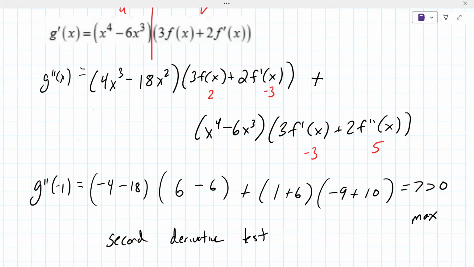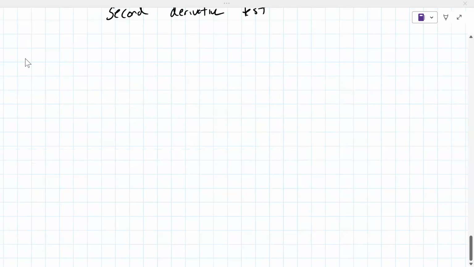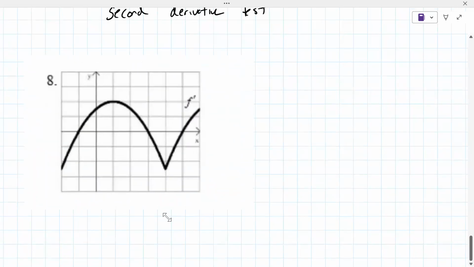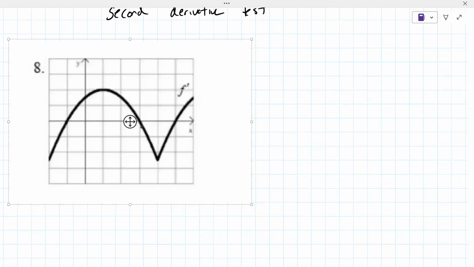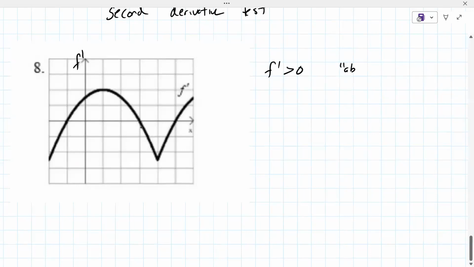All right. On problem 8, the graph of the derivative is shown. This is super, super important here. I'll do it for 8, and then maybe I'll have you do 7. The rules for the derivative are just different. If you're looking at f prime, they're telling you that's the derivative. When the derivative is greater than zero, or above the x-axis, that is when the original function is increasing.